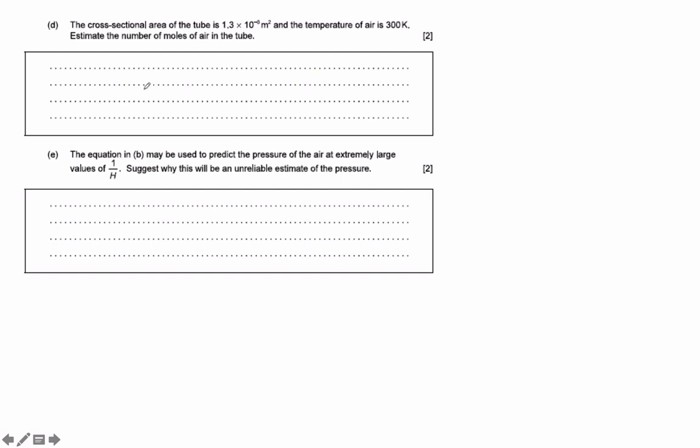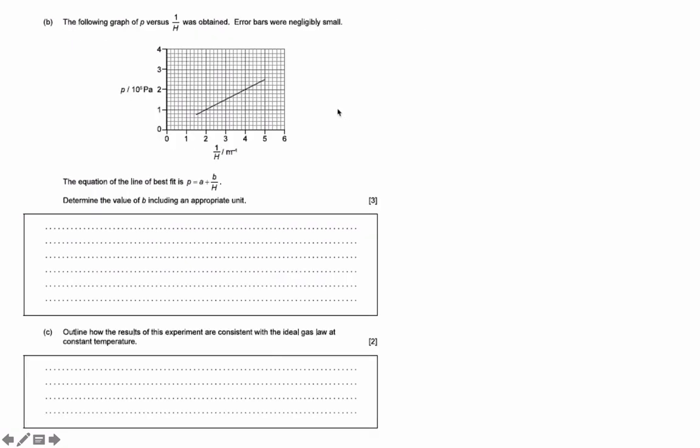Okay, and then this question says the cross-sectional area is 1.3 times 10 to the minus, what does that say? I can't read it on this screen. 10 to the minus 3rd square meters, which is quite large. I think I figured out that it's like 3.5 centimeters in diameter. Okay, so that's the cross-sectional area. The temperature of the air is 300 kelvins. Estimate the number of moles of air in the tube. And you're like, well, how can I do that? And then, do they give us a graph? They do. So I think what you can do is this.